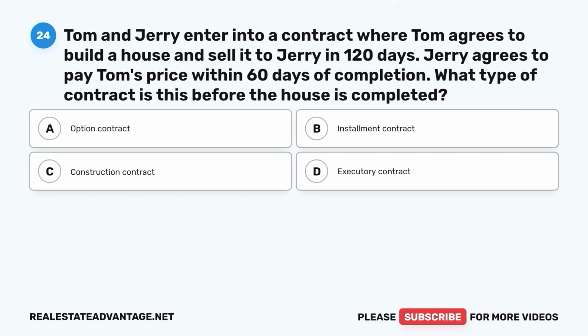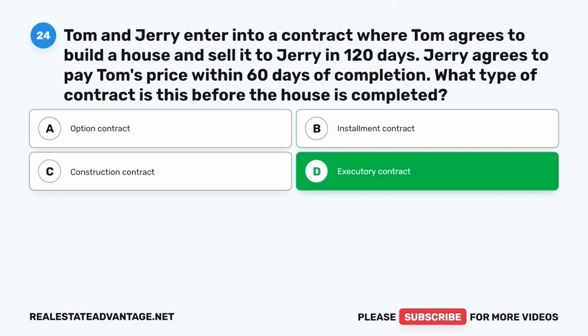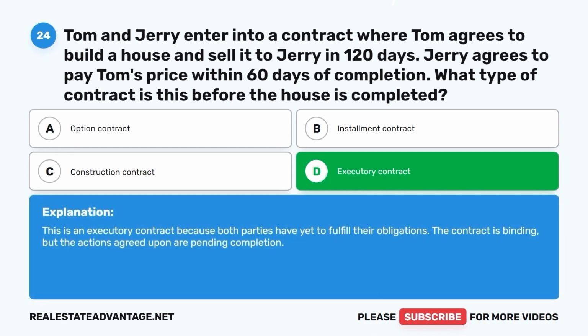Question 24. Tom and Jerry enter into a contract where Tom agrees to build a house and sell it to Jerry in 120 days. Jerry agrees to pay Tom's price within 60 days of completion. What type of contract is this before the house is completed? A. Option contract. B. Installment contract. C. Construction contract. D. Executory contract. The correct answer is D. Executory contract. This is an executory contract because both parties have yet to fulfill their obligations. The contract is binding, but the actions agreed upon are pending completion.